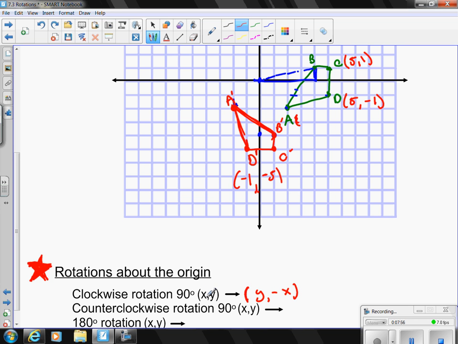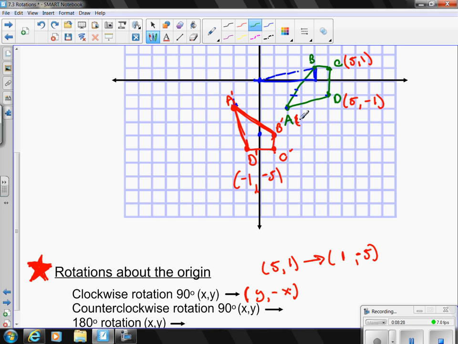If you put 5 in for x and 1 in for y, it's going to flip so that the 5 goes into the y coordinate spot but becomes negative, and your y coordinate moves into your x coordinate spot. So I'm going to say C prime should be at 1, -5. There's C prime. We could do that again with A prime.